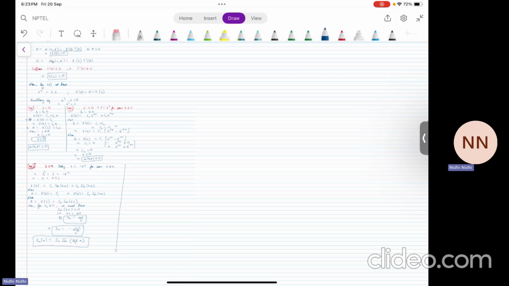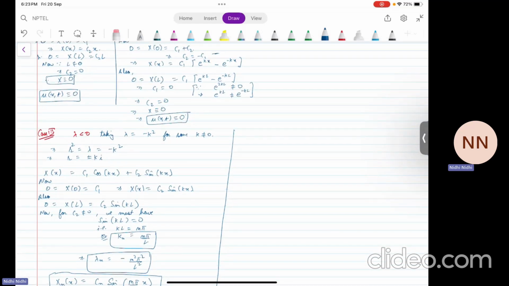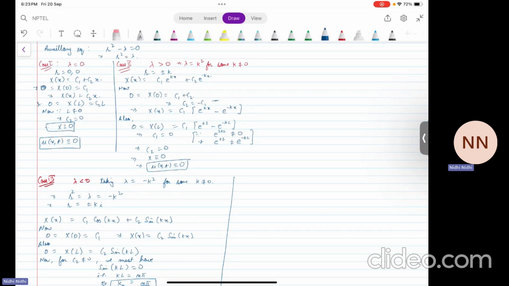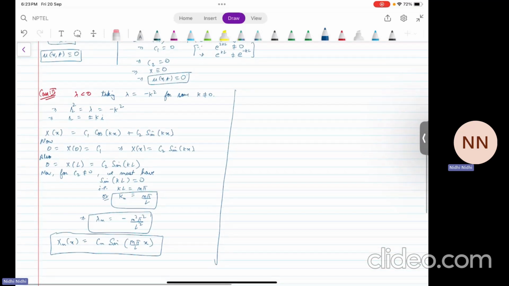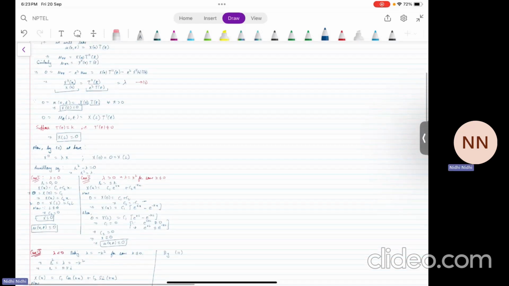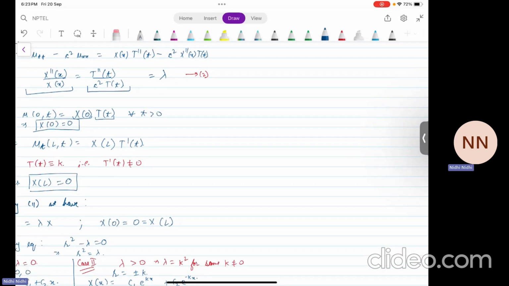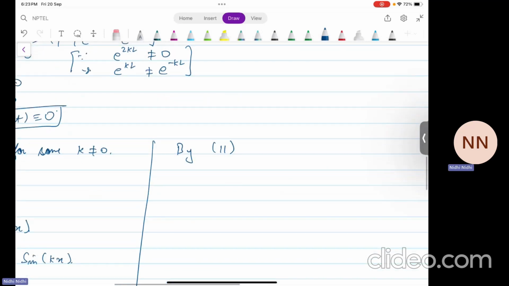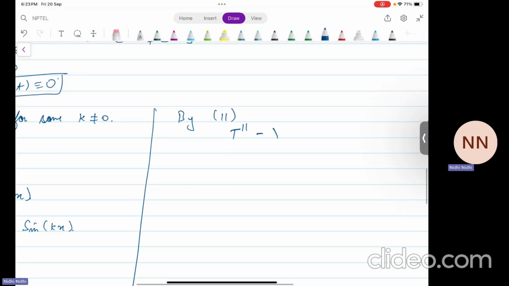In this case also only, because for the above two cases, for lambda equal to 0 and lambda negative, we already got that u(x,t) is 0. For lambda negative, we got some X. Now we need to find T. Now by equation 2, we have T double dash equal to lambda c square T. So we get T double dash minus lambda c square T is equal to 0.